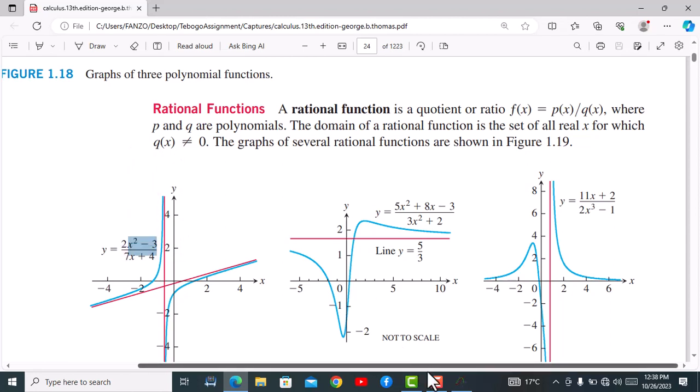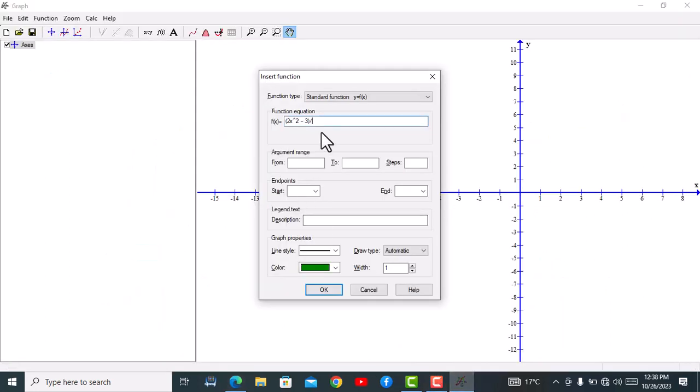Okay, let me just say 7x plus 4. So let me just say 7x plus 4. And not to confuse things, let me just do this. So we have in here f of x equals 2x squared minus 3 divided by 7x plus 4.